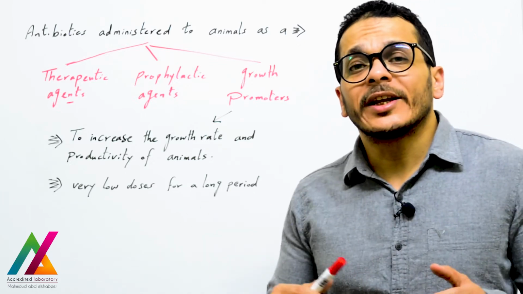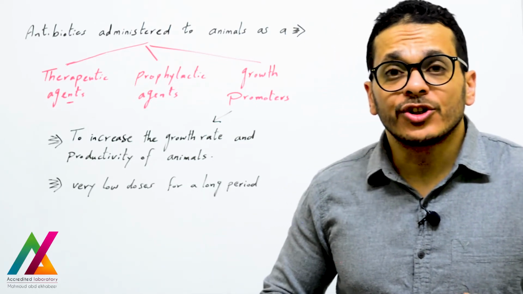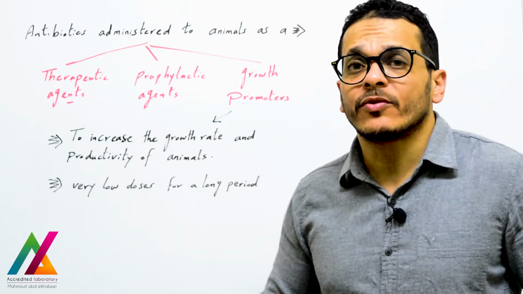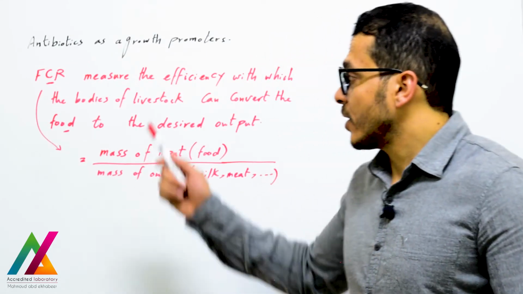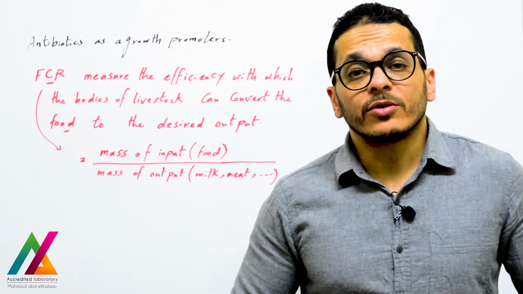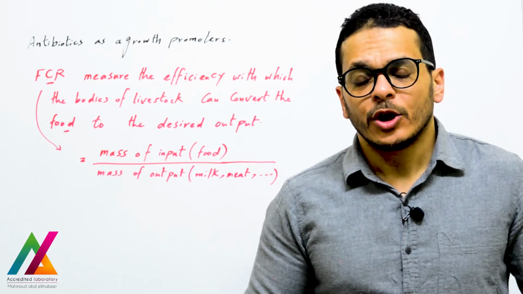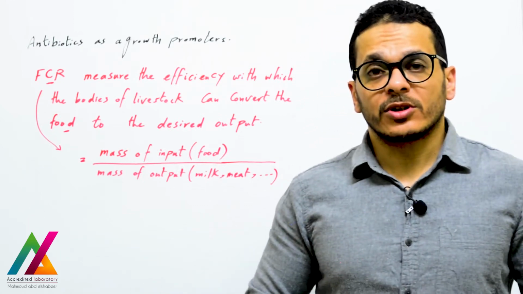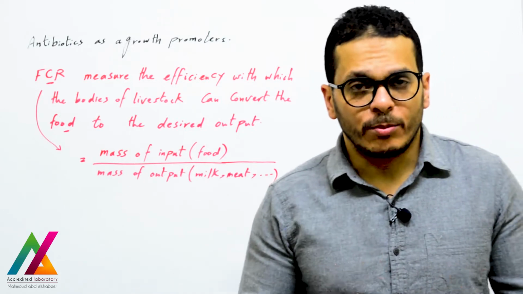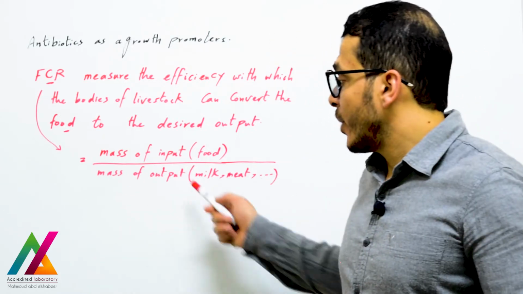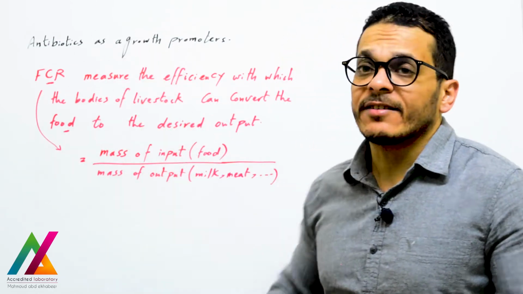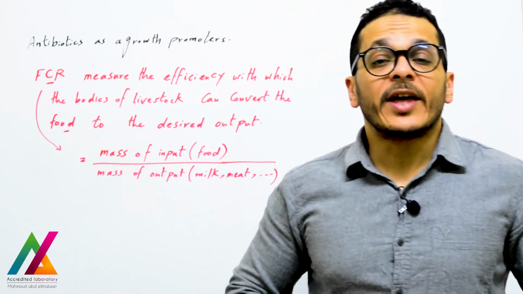that will enhance the feed conversion ratio of the animal and so will increase the growth rate and the productivity of animals. Feed conversion ratio, or FCR, measures the efficiency with which the bodies of livestock can convert the food given to the animal to the desired output, from milk or meat or egg or other products, equal to the mass of input food given to the animal divided by the mass of output, which is milk or meat or other products. If the FCR increases, the growth rate of the animal will increase.